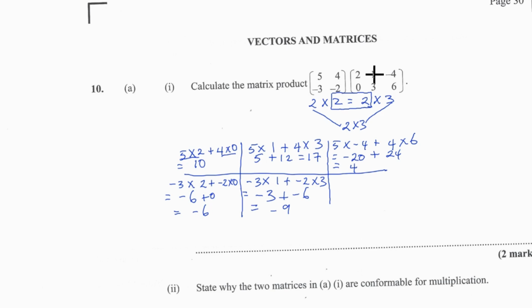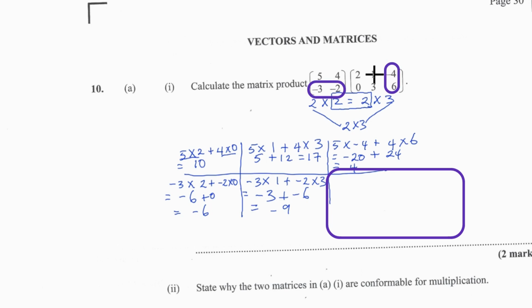So now we are going to look at the final element of our matrix, which is formed by multiplying the bottom row of the left matrix by the final column of my right matrix. So that would give me minus 3 by minus 4, and I'm adding that to minus 2 by 6. So again, let's do each of these multiplications separately.